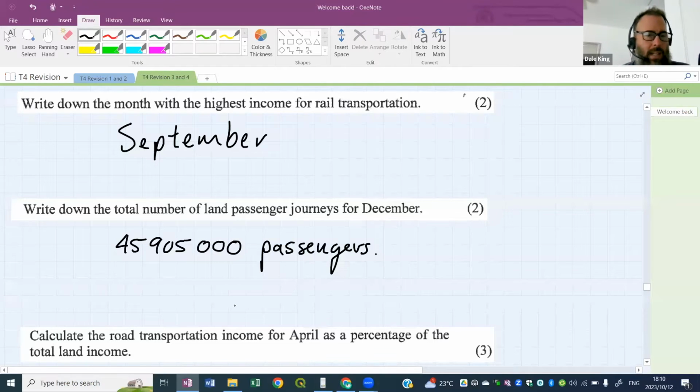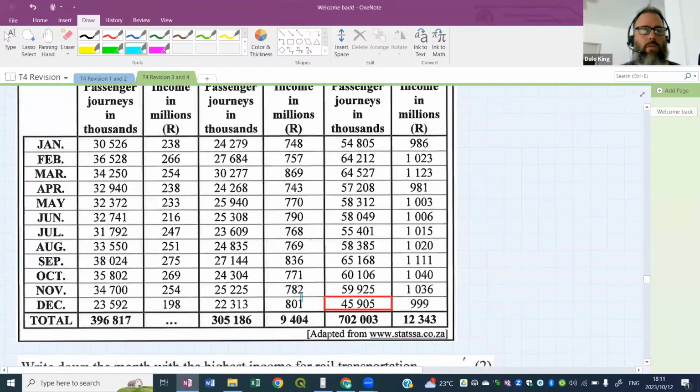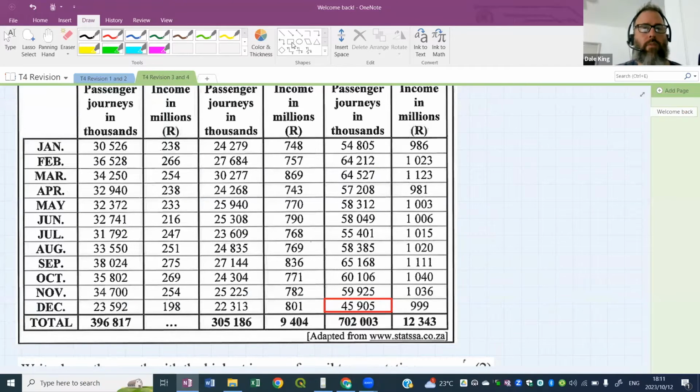Next question. Calculate the road transportation income for April as a percentage of the total land income. So it's road transportation for April as a percentage of total land income. So we're going to look for April, road for April, and then the total. All right. The road for April. Here's April. These are the numbers we need to look at.